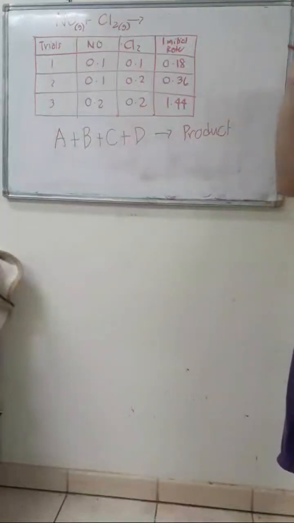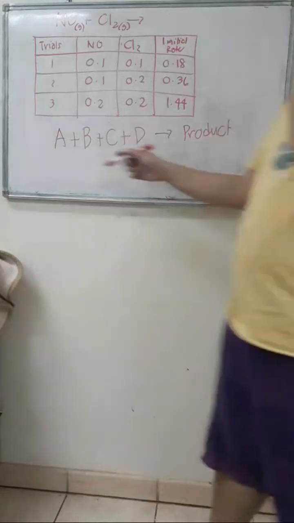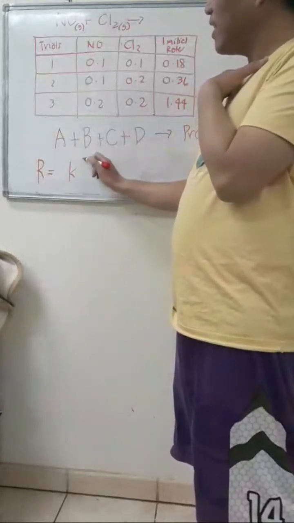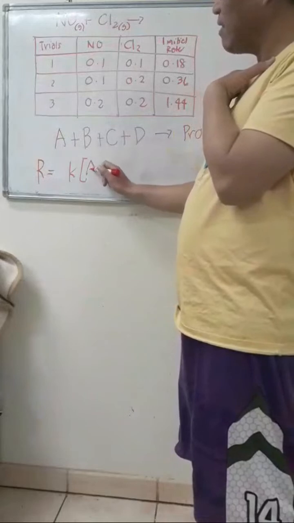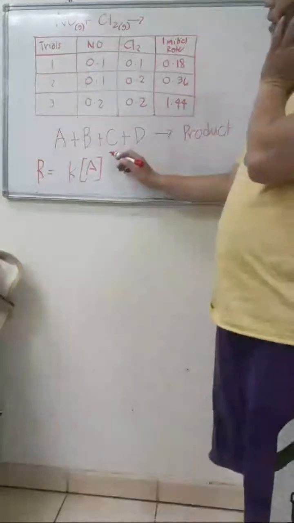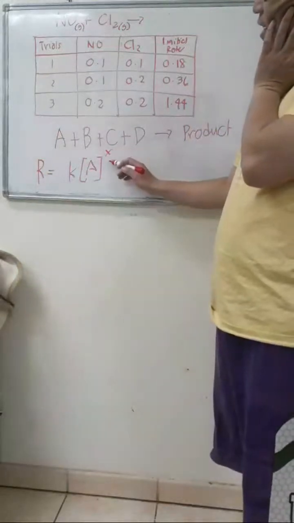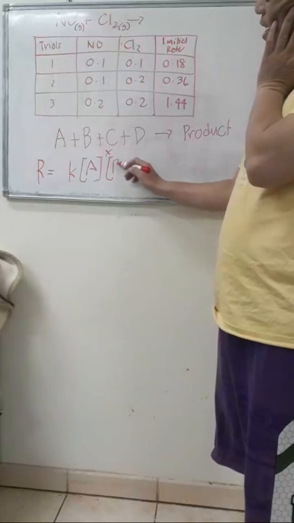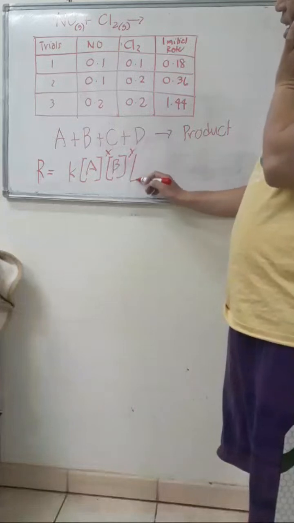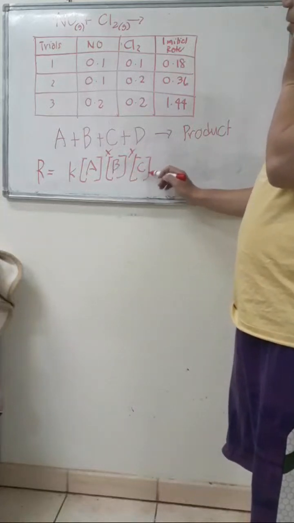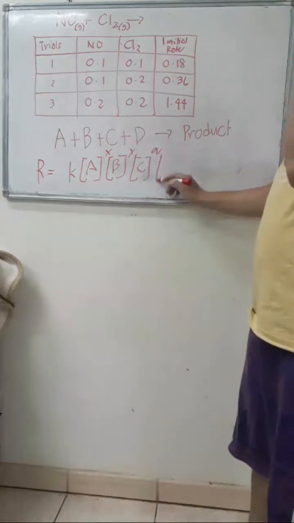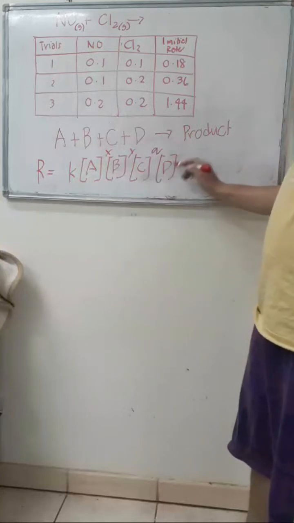So if we need to compute for the rate law, it's going to be R is equal to the rate constant k, the concentration of A raised to the power, say, X, the concentration of B raised to the power Y, let's say C raised to the power, let's say Q, any letters, then the concentration of D raised to the power L.